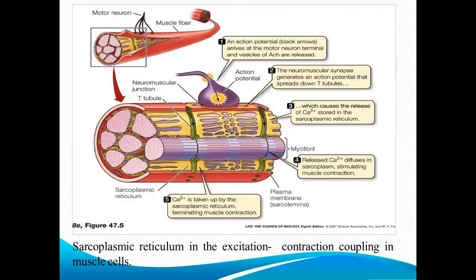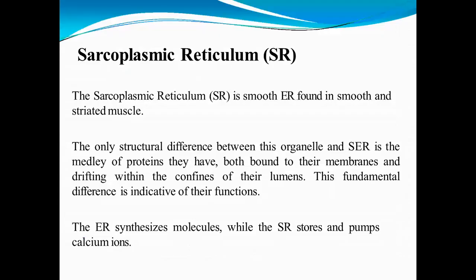Here we can see the motor neuron and muscle fiber, then we enlarge it and it has different activities. The yellow color denotes the sarcoplasmic reticulum. An action potential, the black arrow, arrives at the motor neuron terminal and vesicles of acetylcholine are released. We already discussed that the sarcoplasmic reticulum synthesizes different molecules, stores them, and then pumps the calcium ions out for different other functions.